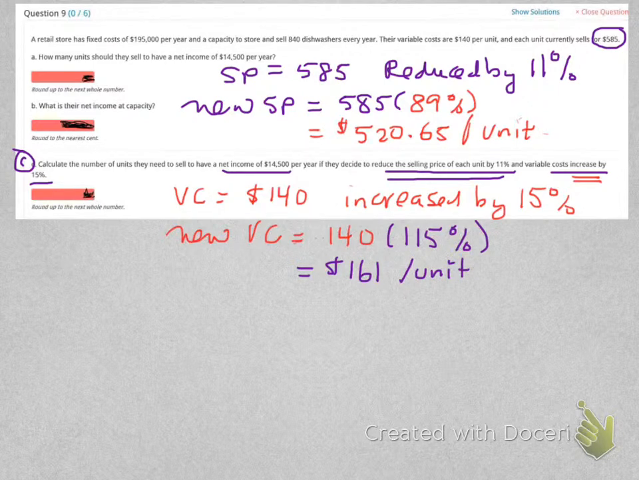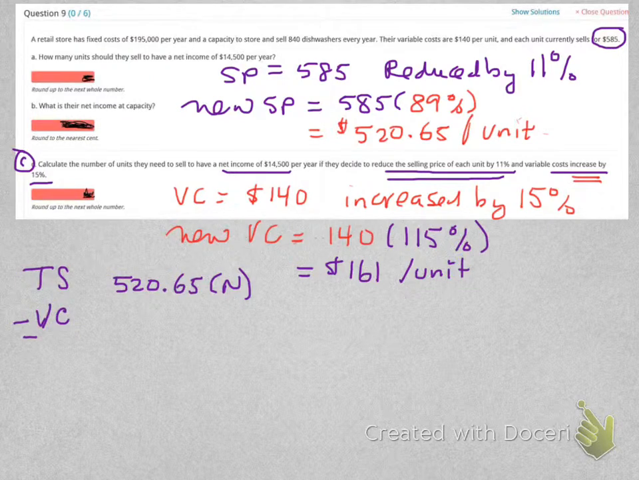So now we have our new selling price and we have our new variable cost. Let's go back to the income statement. The income statement is going to start off with total sales, and our total sales is going to be equal to our selling price of $520.65 per unit times the number of units. N is the number of units. From that, I'm going to deduct my variable costs, and my variable costs are going to be equal to $161 per unit times the number of units, times N.